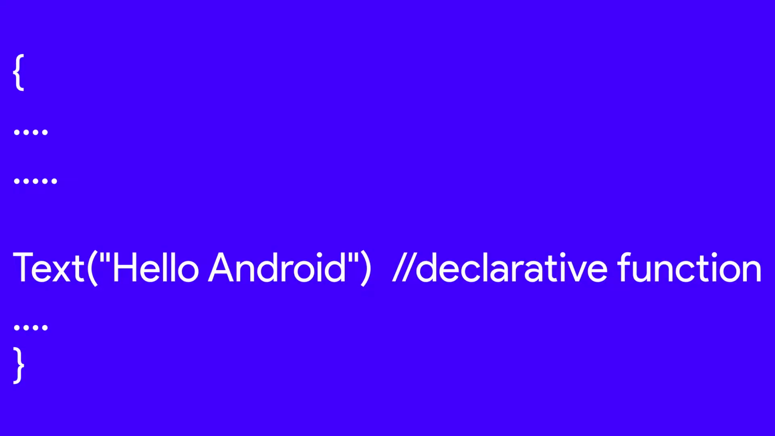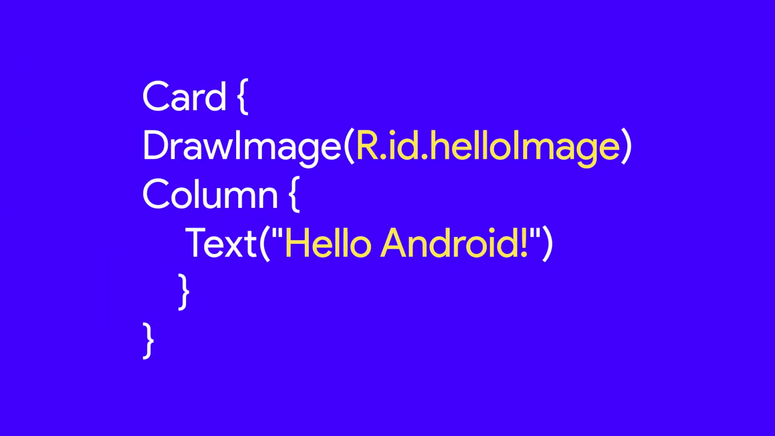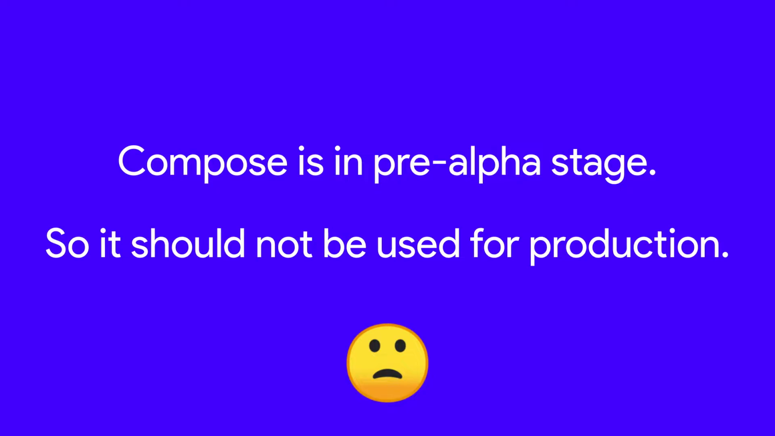Compose works by defining our UI using declarative functions, which are annotated with @Composable. So we define a UI tree by these composable functions and the rest is handled by the Compose compiler. Now keep in mind that Compose is still in pre-alpha stage and API surfaces are likely to change, so it should not be used in production.